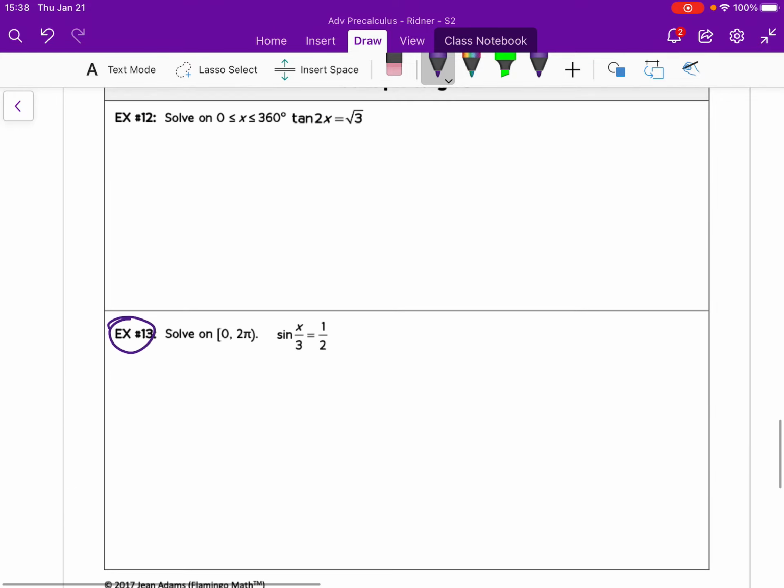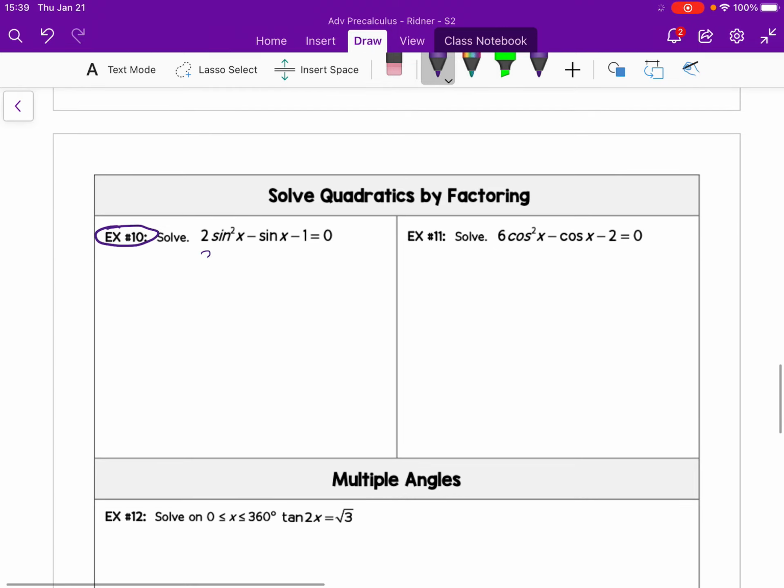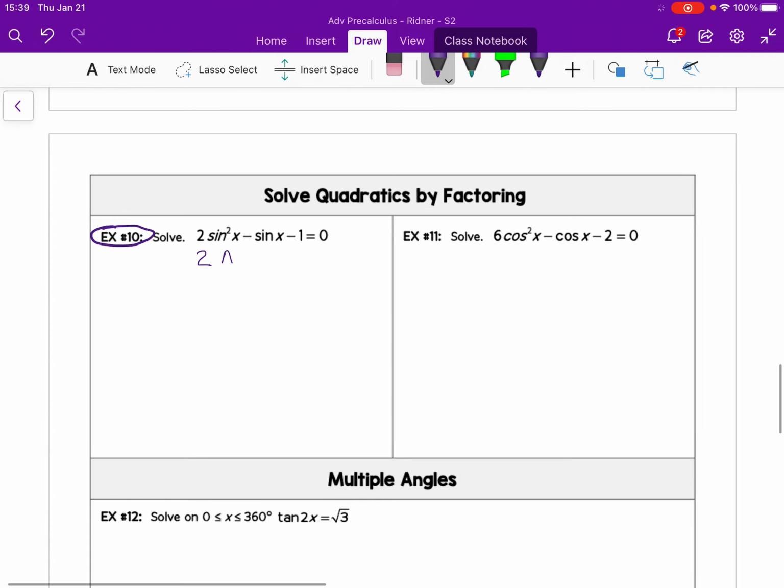All right, 2 more problems and we're going to call it a day. This one involves factoring. So 2 sine squared x minus sine x minus 1. Think of that as 2a squared minus a minus 1.